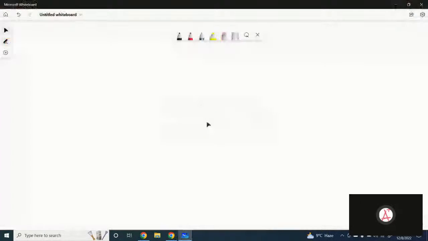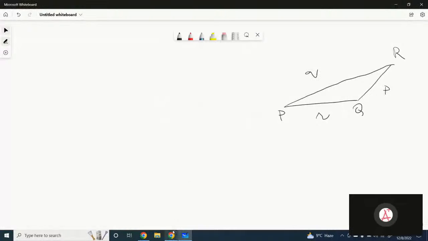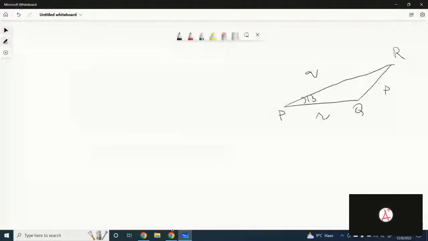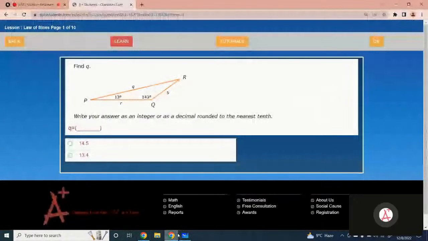So let me draw the triangle. You are given P, Q, and R. So R, P, and Q. The angles given are 143 and 13 degrees. This is 13 and this is 143 degrees. You can find the third one because we know that the sum of angles must be 180 degrees. Got it? And which side are we given? Side p, that is 5.